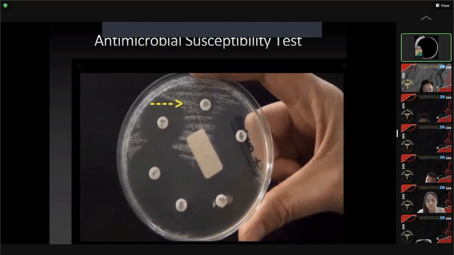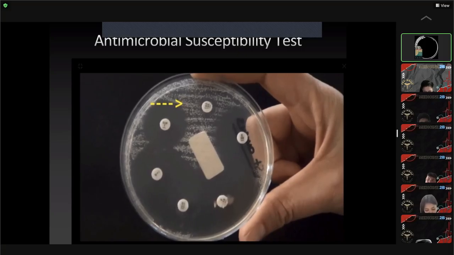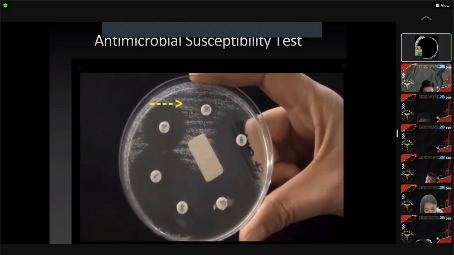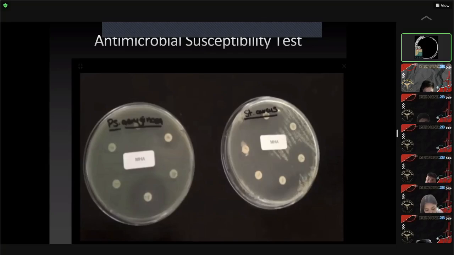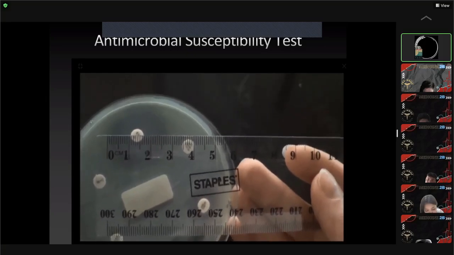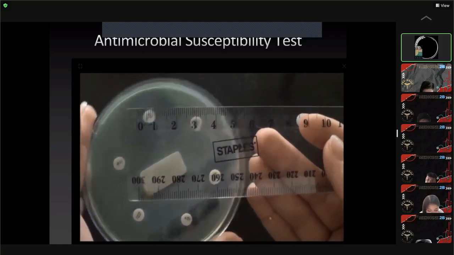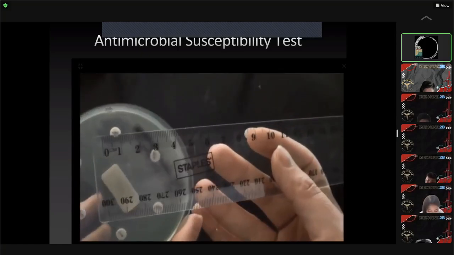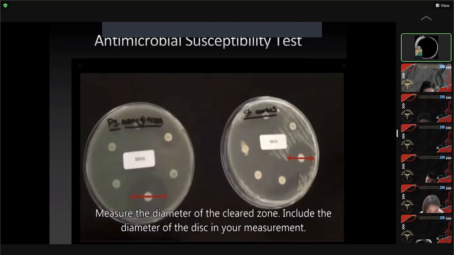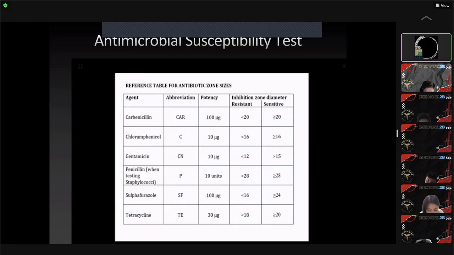After overnight incubation, examine your Mueller-Hinton plate. If zones appear around the discs, then the organism is sensitive to the antibiotic. However, if no zones appear around the discs, then the organism is resistant to the antibiotic. Sensitivity patterns can also be measured and recorded as either sensitive or resistant by measuring the inhibition zone size and comparing the results against a reference table of antibiotic zone sizes. If the measured diameter of the zone is larger than the inhibition zone diameter from the reference table, it is then recorded as sensitive.